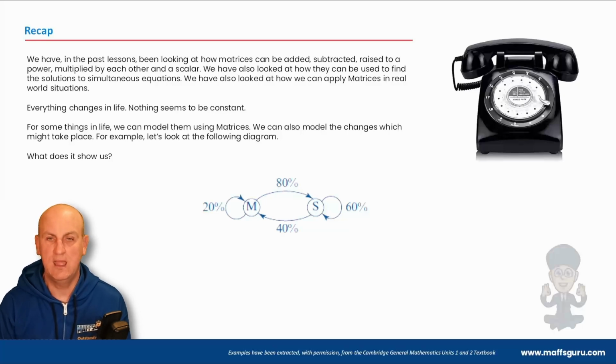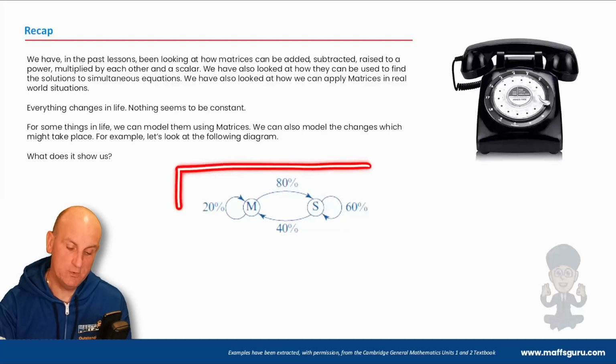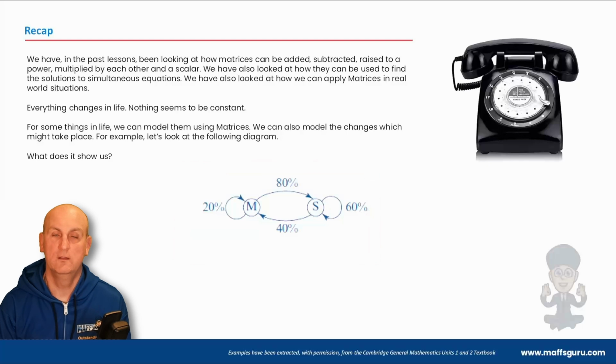What does this see? I got an M and an S. Okay, well, the M could stand for those who go to the movies. S, stay at home. Cool. Well, what this actually shows me is the movements week on week for those people who go to the movies and those people that stay at home.